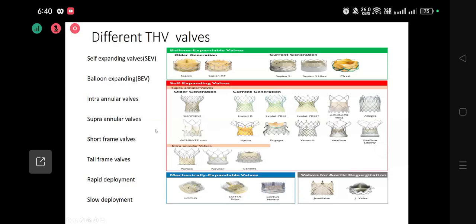Supraannular position. The short frame valves like the Sapien valve and MyVal are balloon expandable valves, and they have leaflets at the intraannular position. I will go in depth on what intraannular and supraannular mean in the coming slides. And rapid deployment: most of the balloon expandable valves have rapid deployment, one inflation, that's all. That is the deployment of the balloon expandable valves.